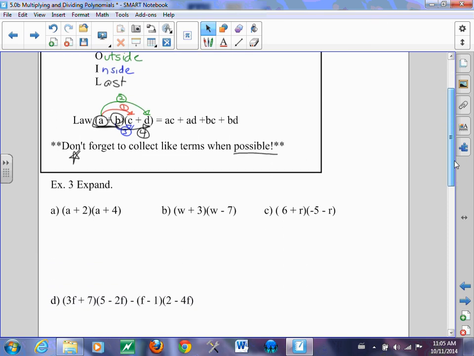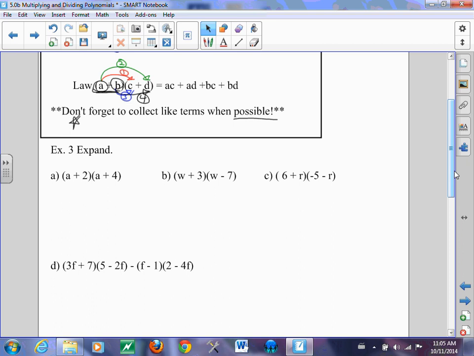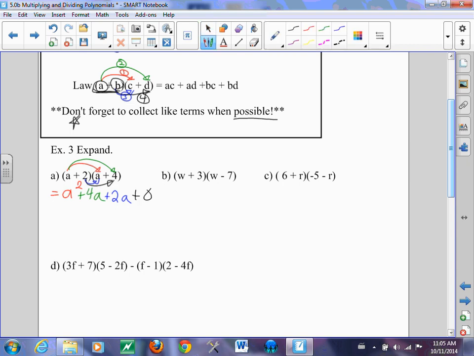To get started, folks, we're going to focus on the arrows, and I'll show you how to do this. By the end of this, you'll be fine, because it's not that difficult. The first one is a times a, which equals a squared. Outside, we multiply a times positive 4, which is plus 4a. Inside is plus 2a. And last is plus 8.